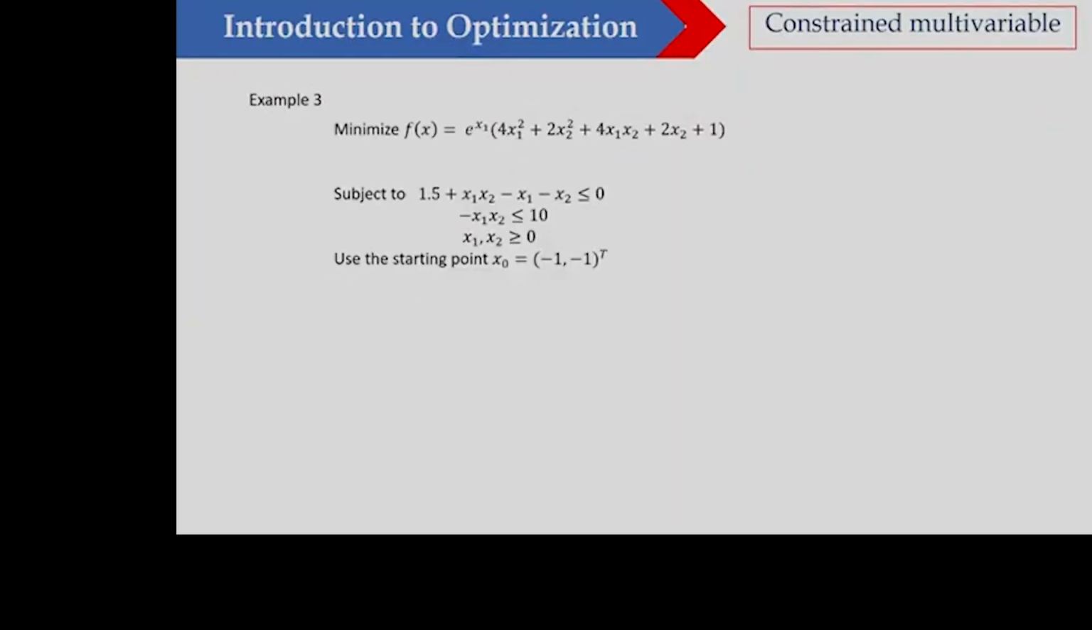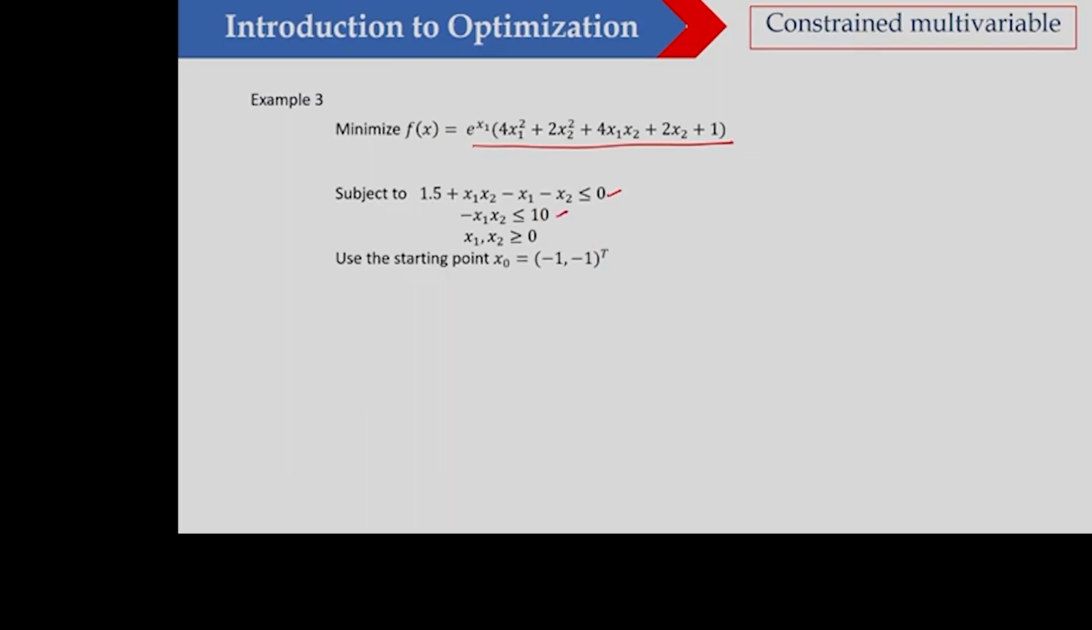Let us see another example problem, and this is also a non-linear minimization problem with constraints. This is example 3. Here this is the objective function and we have two non-linear inequality type constraints, and x1 and x2 are positive and the starting point is -1, -1.